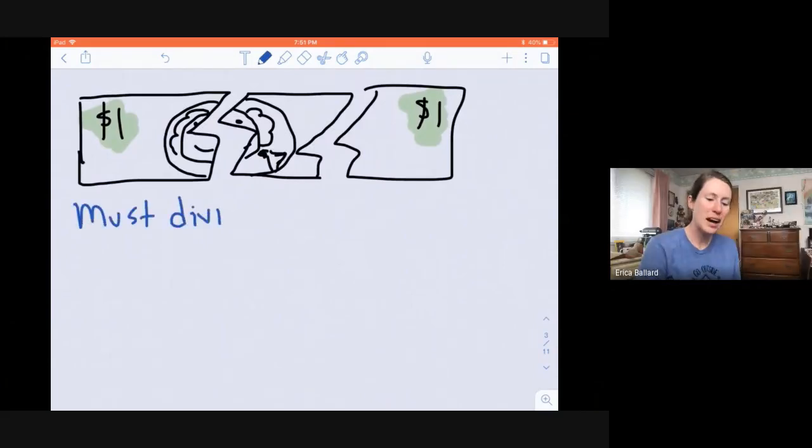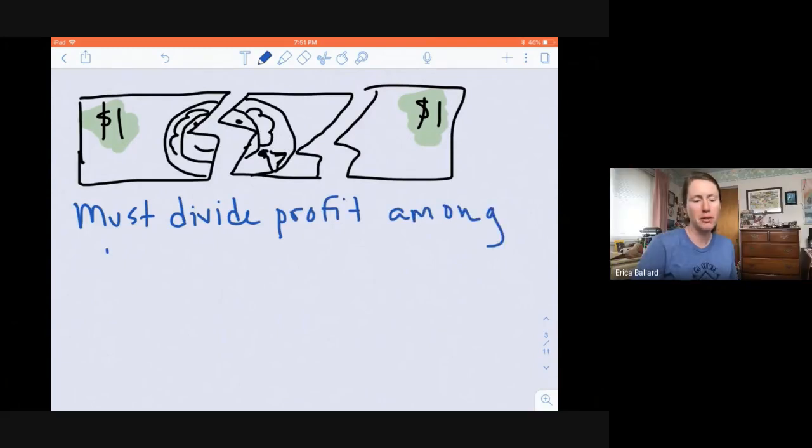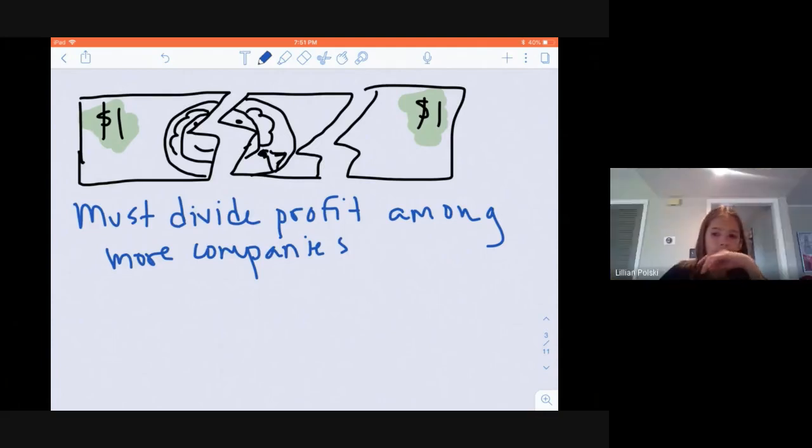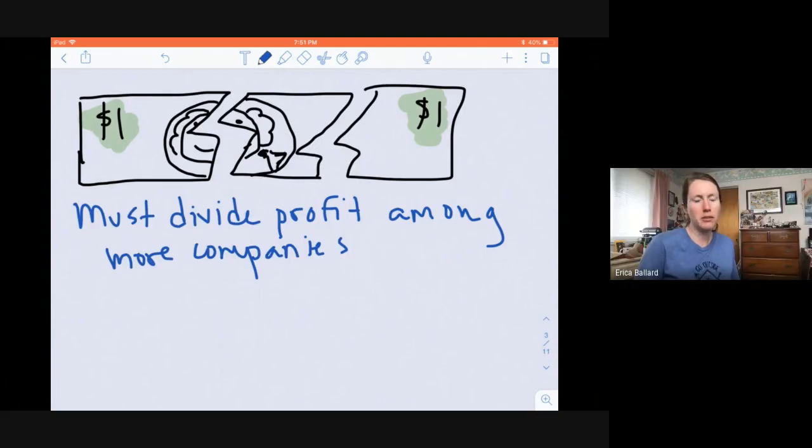They must divide the profits among more companies, so everyone gets less money. So I start a business making baguettes. Kit starts a business making baguettes. Annie starts a business making baguettes, and people aren't going to want to buy 3 baguettes. They're not going to want to buy one from each of us. So what that means is I'm only going to get maybe a third of the customers I used to have, and then Kit's going to get a third, and Amy's going to get a third. So we're all making less money. That's what's really important. Everybody is getting less money.